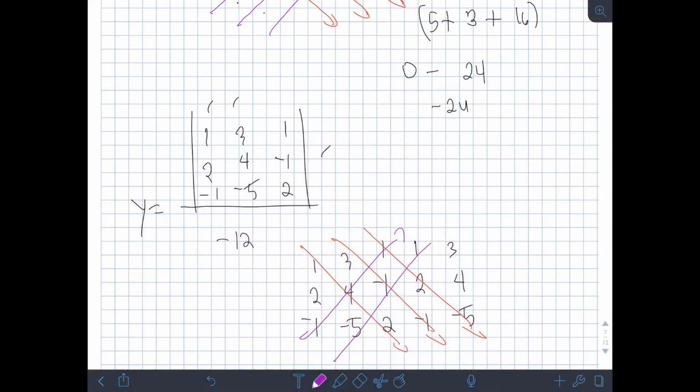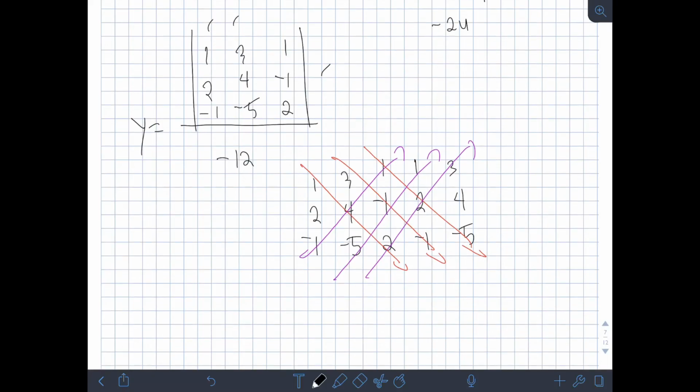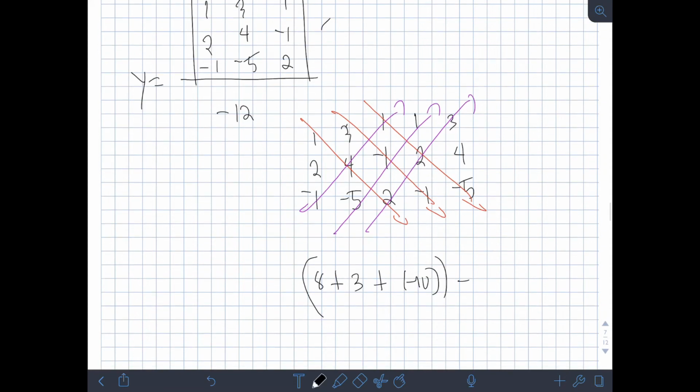Then, arrows up. So, we have 1 times 4 times 2 is 8. Plus 3 times negative 1 times negative 1 is 3. Plus 1 times 2 times negative 5 is negative 10. Minus negative 1 times 4 times 1 is negative 4. Plus negative 5 times negative 1 times 1 is positive 5. Plus 2 times 2 times 3 is 12.